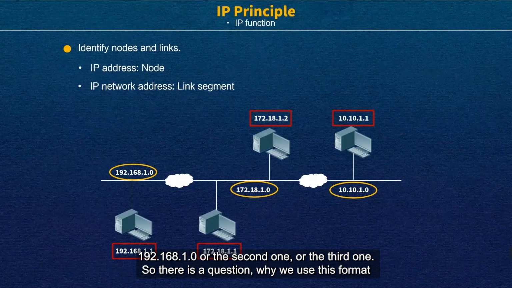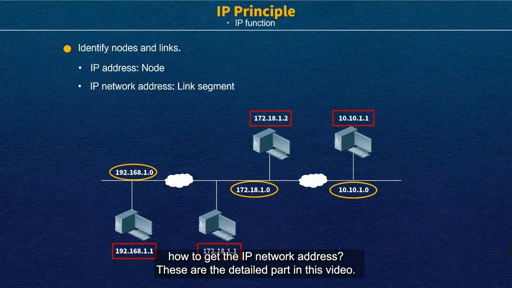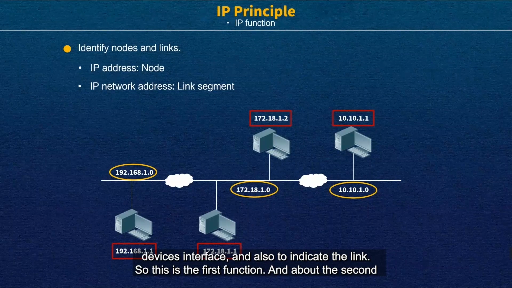So there is a question: why do we use this format to indicate the IP address or IP segment, what does the IP network address mean, and how do we get the IP network address? This is the detailed part in the next video. So now we only need to know the function is to identify the nodes, like the terminals and the network device interfaces, and also to indicate the link. So this is the first function.